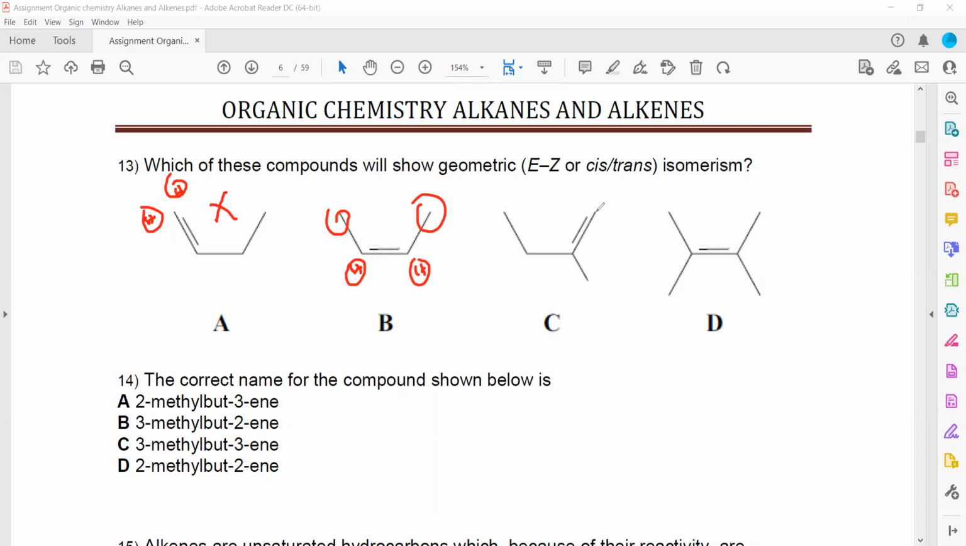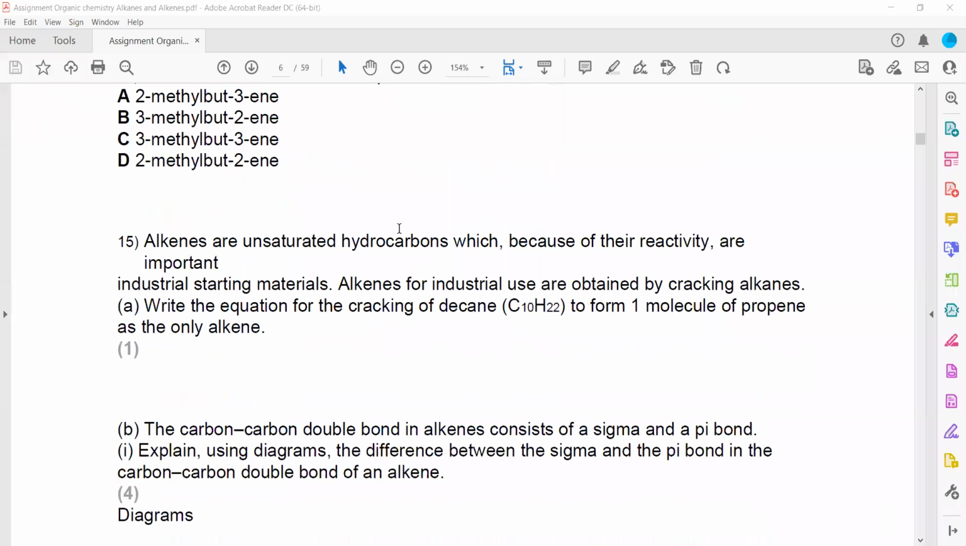When we check this one, we check the 2 carbons which have the double bond. This carbon will have hydrogens, so 2 identical groups with the same mass are attached. Same thing on these 2 carbons, but this is CH3 and this is also CH3. So we cannot compare which one is heavy. That's why they cannot exhibit geometrical isomerism. So B is the right answer. The correct name for the compound shown below is... so the structure for this one, I will add a structure for this one.